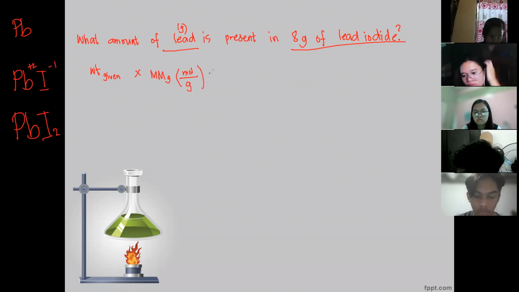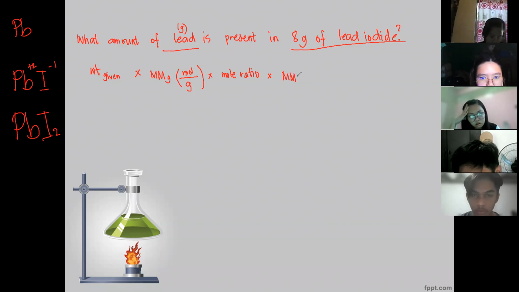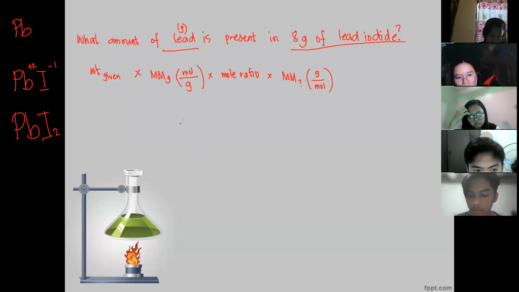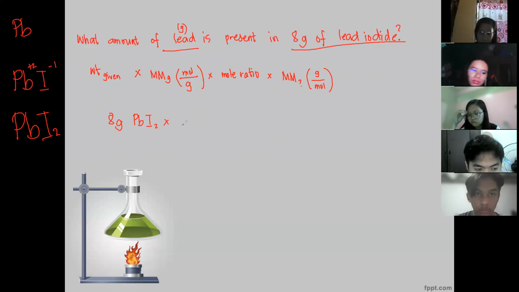Grams ang nasa baba, mole ang nasa taas. And then, we will multiply it sa mole ratio. And then, ang last thing is, i-multiply natin siya sa molar mass ni what is asked in the problem. And then, tama na yung pagkasulat ni molar mass here kasi grams na ang sa taas, mole na ang sa baba. So, pag mag-solve na tayo yung weight ni given, nandito yan siya, 8 grams. Di ba ang given natin is si lead iodide. So, PbI2.